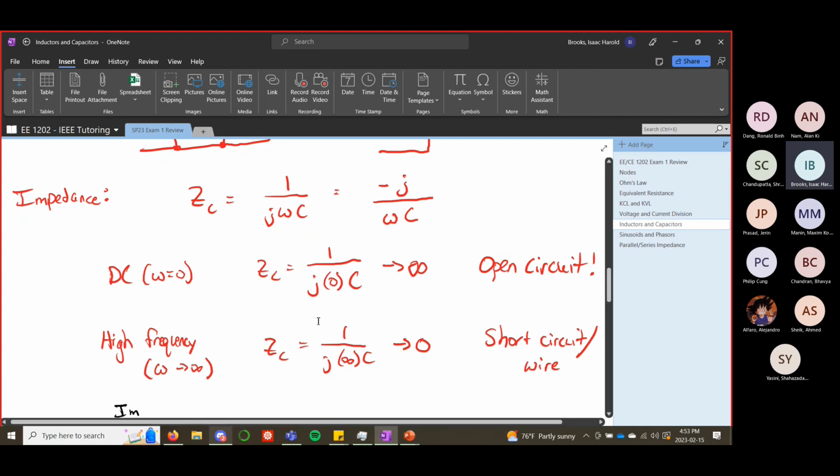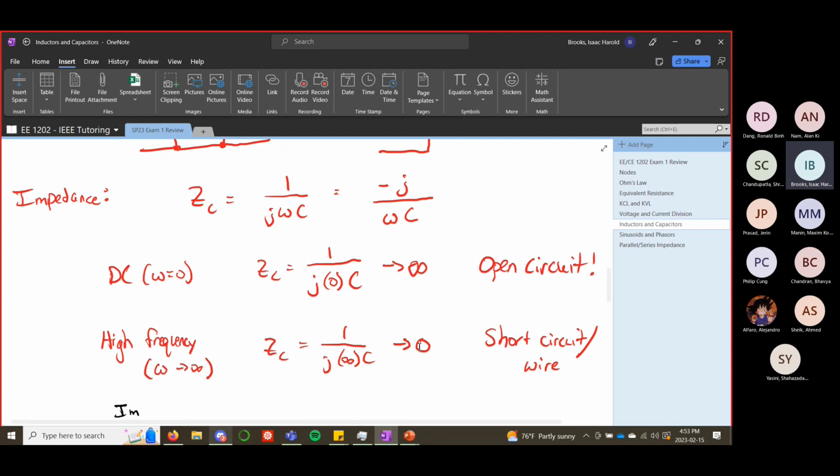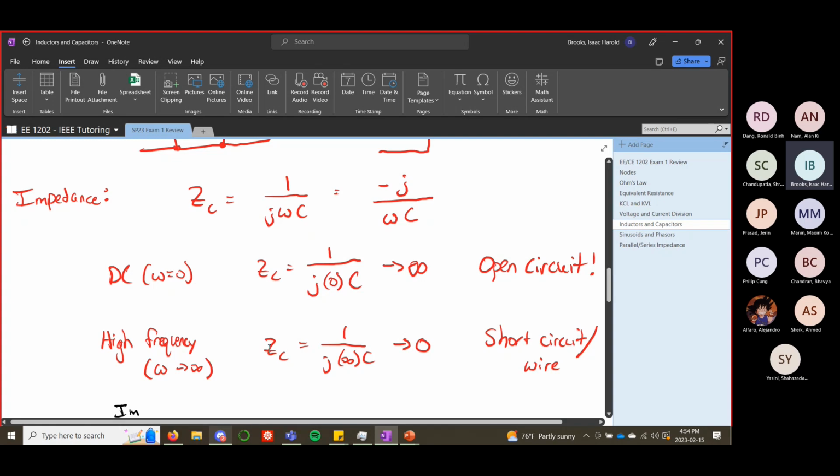The other way around, in high frequency conditions, as omega approaches infinity, you have 1/(jωC). That turns into 1/∞, which goes towards zero. So in high frequency conditions, capacitors act like short circuits or wires. Okay. These are important things. You can derive them every time, but after a certain point, it just gets easier to remember. So capacitors and inductors definitely make things a little more tricky.